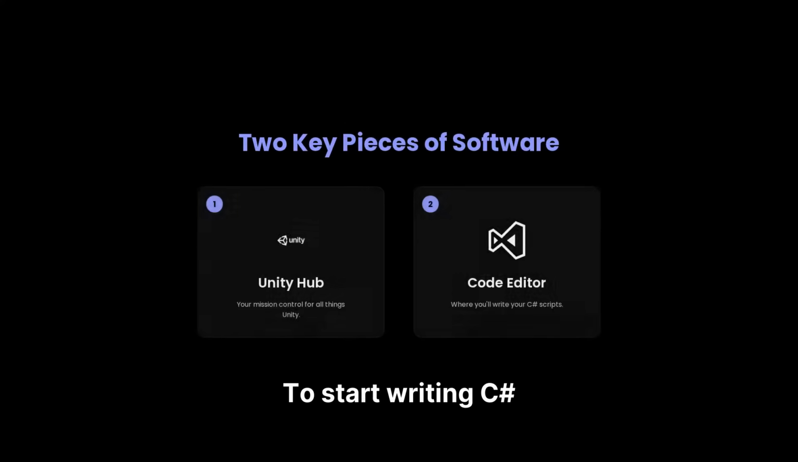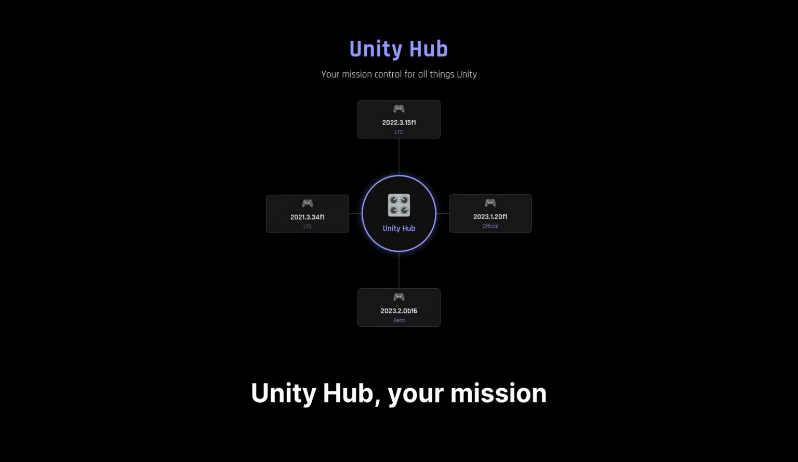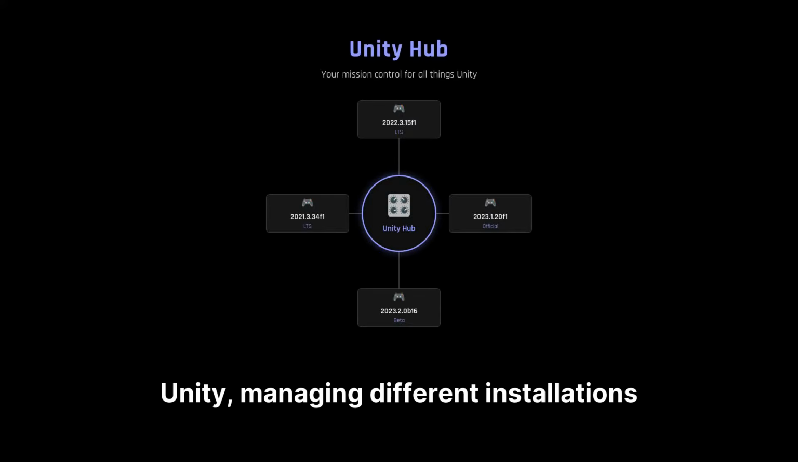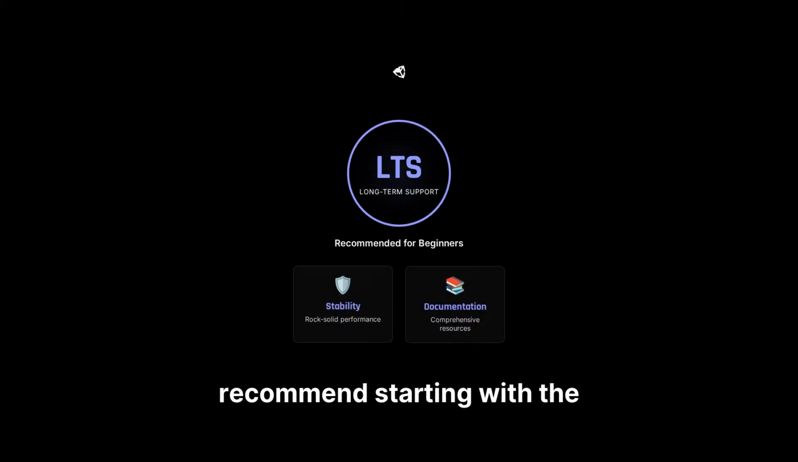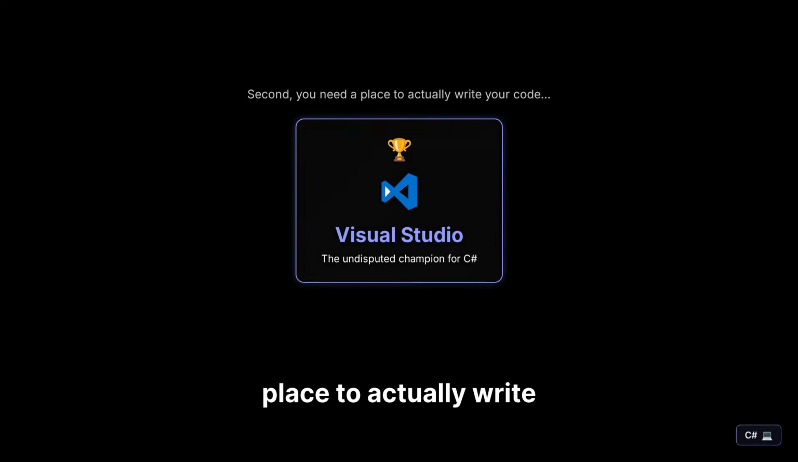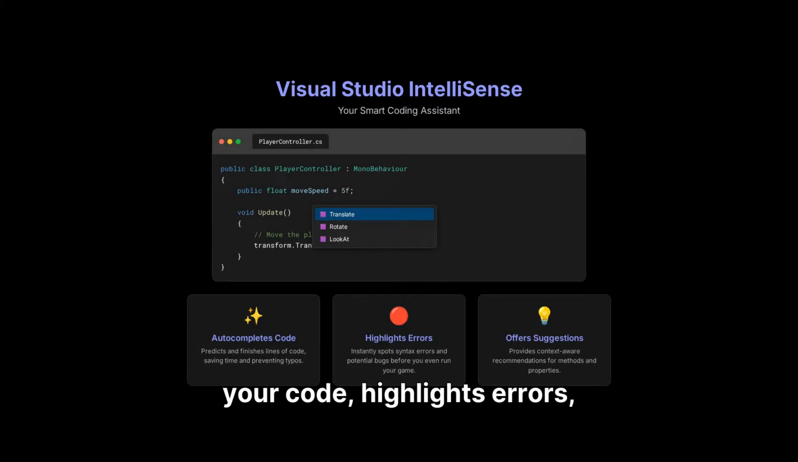To start writing C# for Unity, you need two key pieces of software: the Unity Hub and a code editor. First up is the Unity Hub, your mission control for all things Unity, managing different installations of the Unity editor. For beginners, I highly recommend starting with the latest LTS version of Unity for stability and comprehensive documentation. Second, you need a place to actually write your code, and the undisputed champion for C# is Visual Studio. Visual Studio offers features like IntelliSense, which auto-completes your code, highlights errors, and offers helpful suggestions.